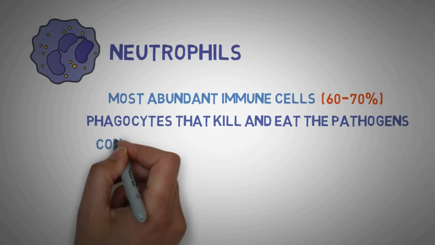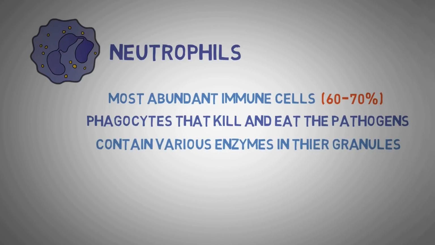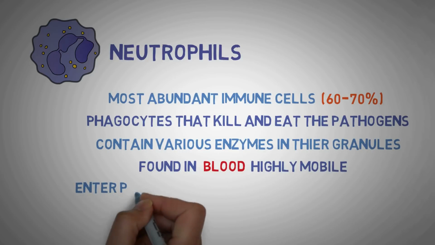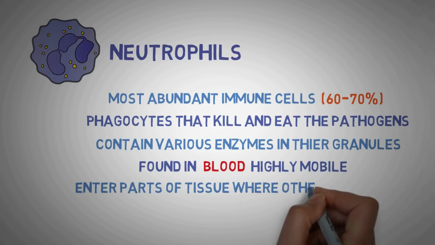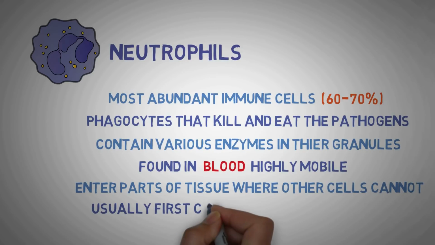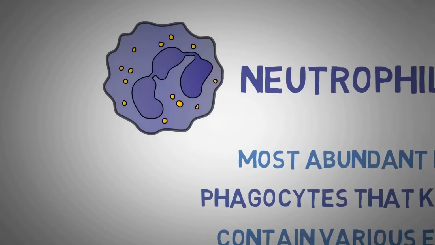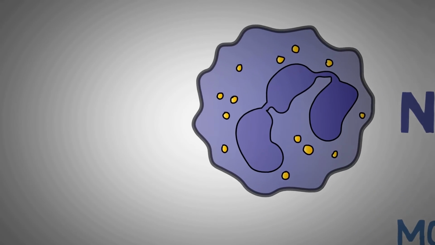Within the cell, the neutrophils release various enzymes that kill and digest the pathogen. They are normally found in the bloodstream and are short-lived and highly mobile as they can enter parts of tissue where other cells or molecules cannot. Neutrophils are usually the first cells to respond to any infection or inflammation. This is due to their heightened ability to sense what's going on around the body by detecting special chemical signals released by pathogens and by our own body cells that tell them what's going on in the body.